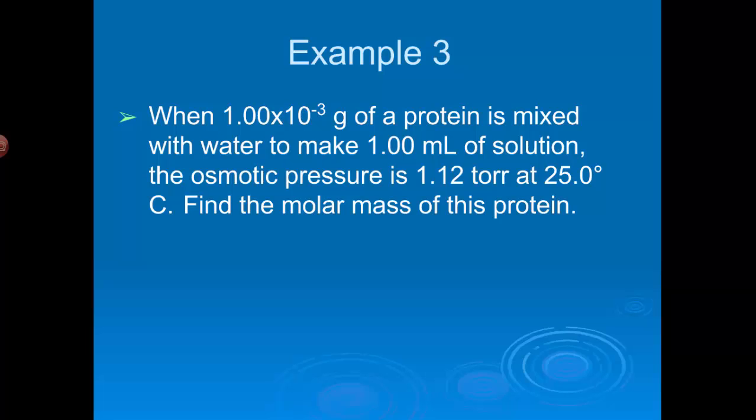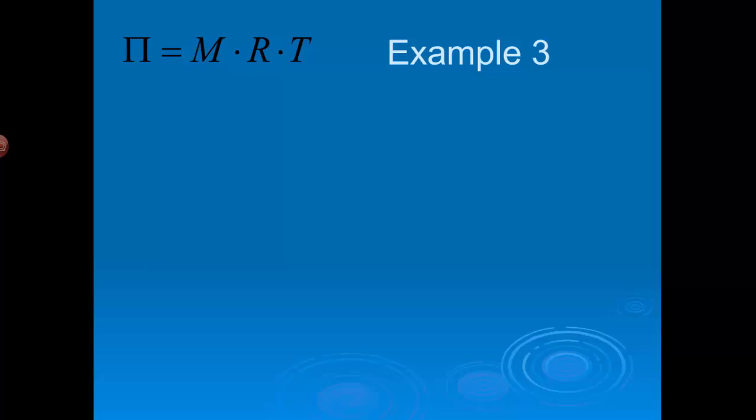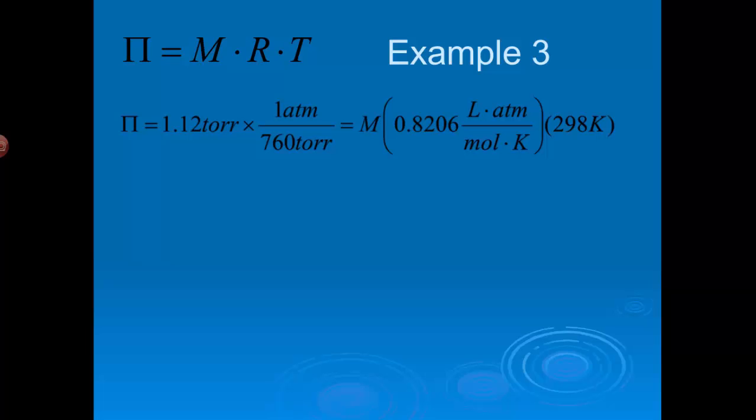Again, we're looking for molar mass here, but part of osmotic pressure is molarity, and that contains the moles term that we need. So we've got pi equals MRT. We don't know what M is, but we do know what R is, and we do know what T is in kelvins. We have to convert our pressure to atmospheres if we want to use R as 0.08206, so we can do that just by dividing by 760. We get the molarity of the solution is 6.01 times 10 to the minus 5 moles per liter.